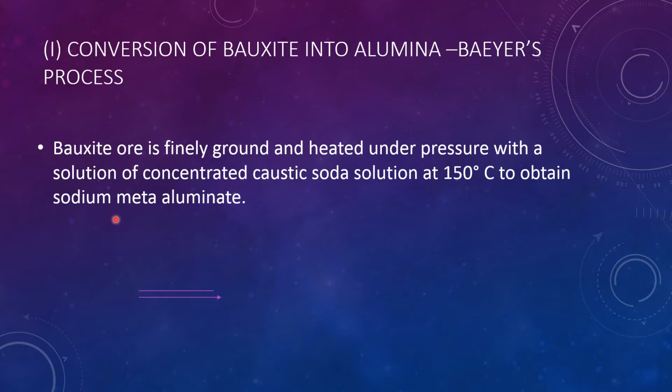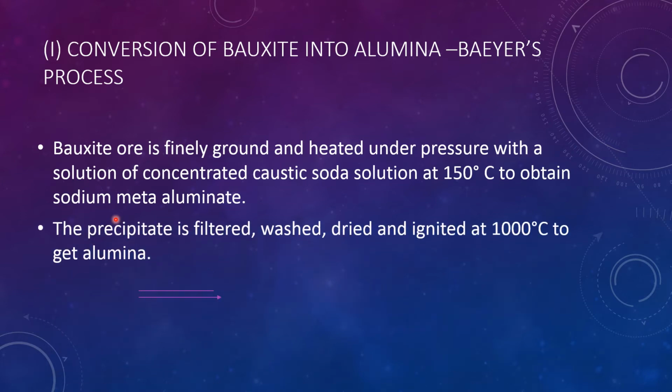We have an ore, which is a complex of minerals. Then we add caustic soda, which is what our washing soap contains. Concentrated means the ions are very close to each other, unlike a dilute solution. Here we use a concentrated caustic soda solution at 150 degrees centigrade, and we get sodium meta-aluminate.